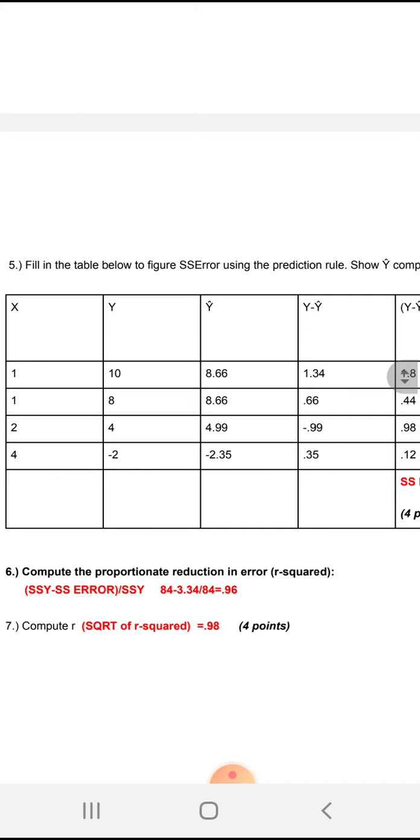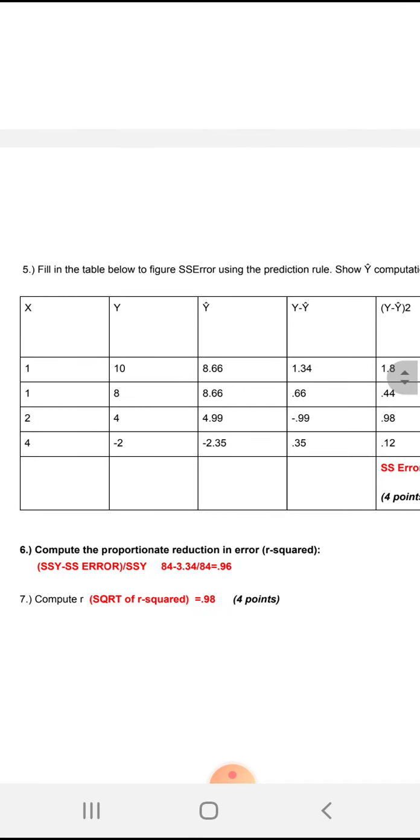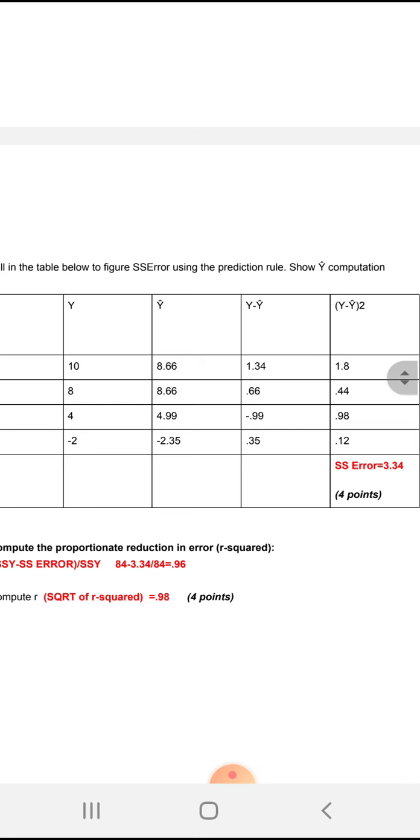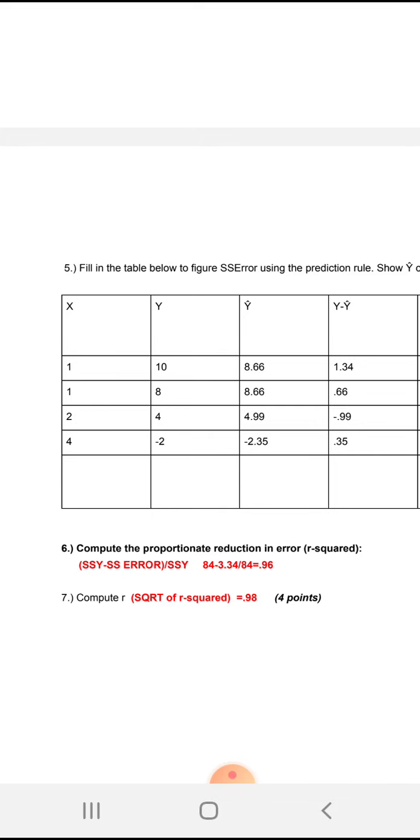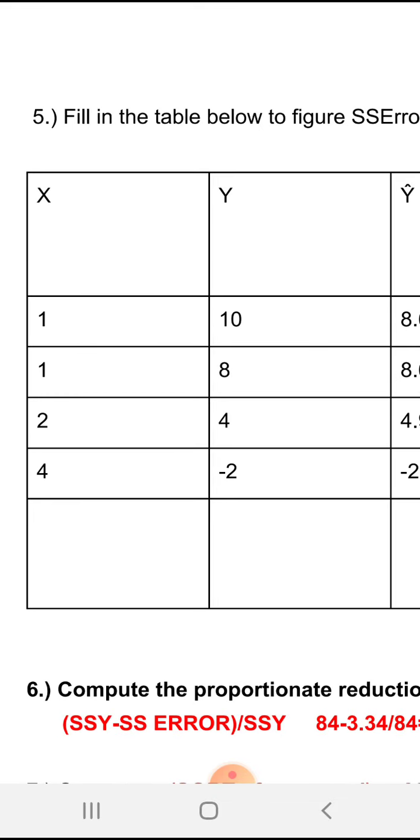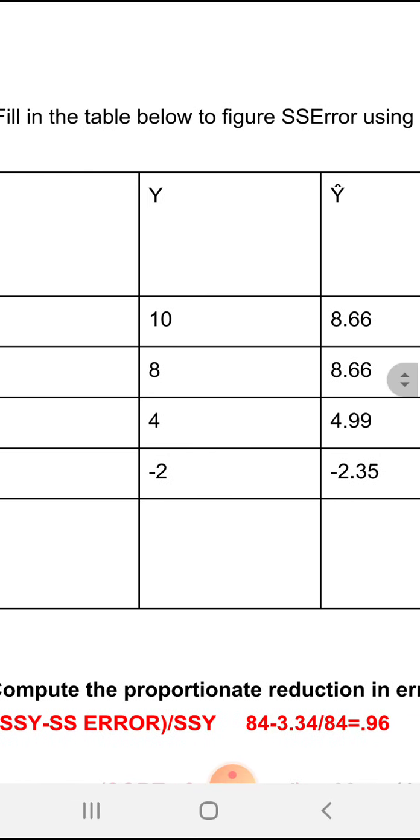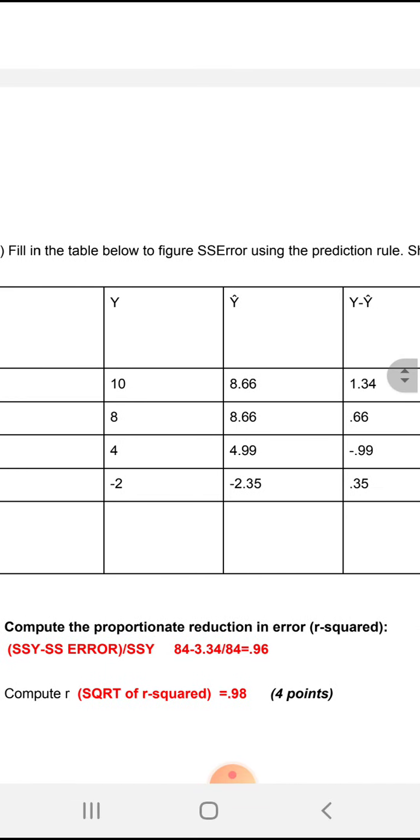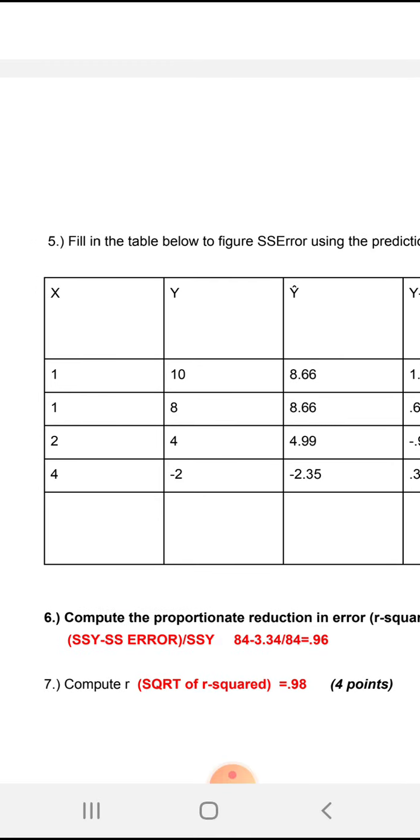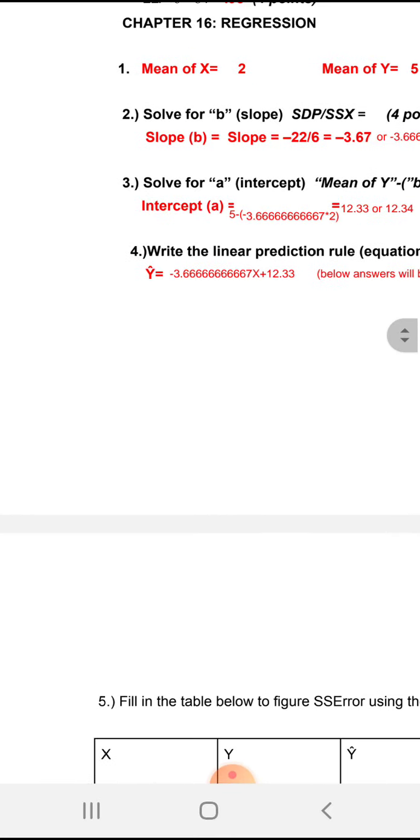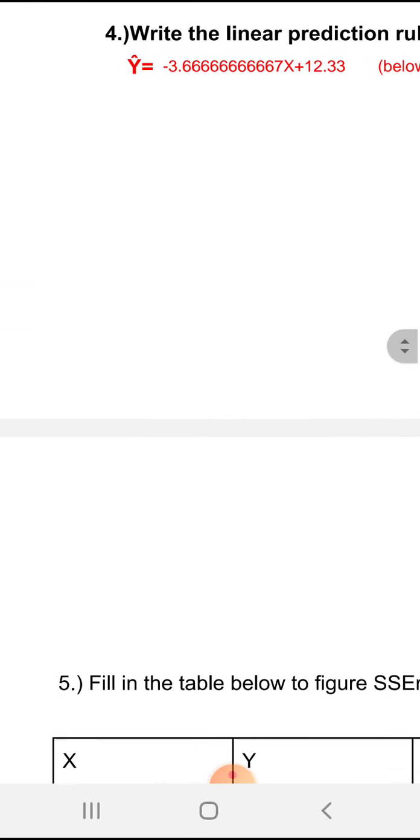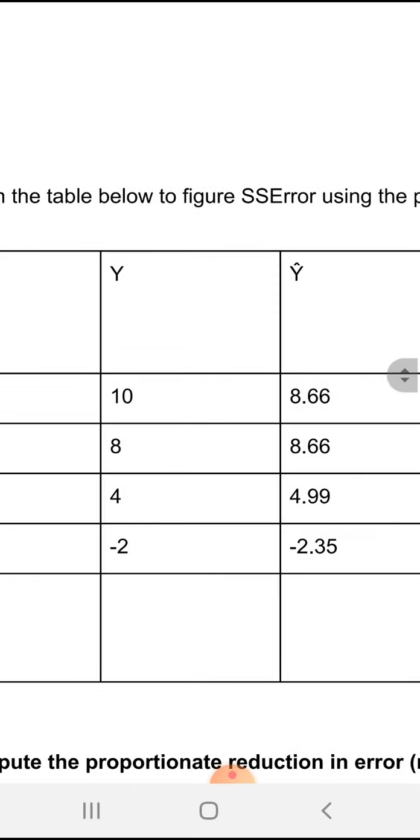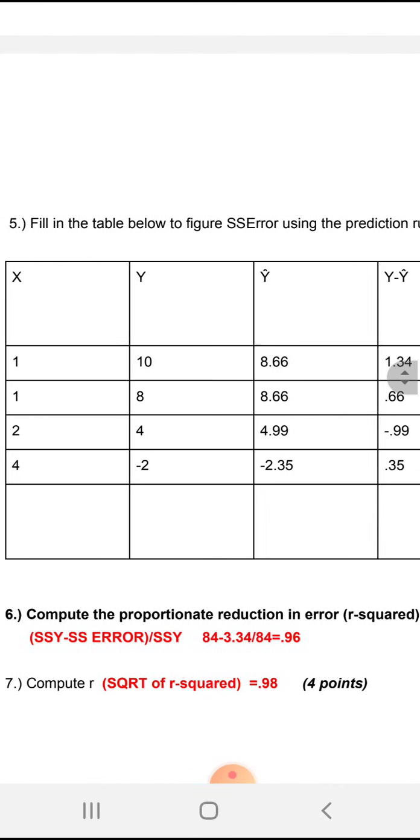Okay, so now the next step is you want to fill in the table below to figure SS error using the prediction rule. Show your y hat computations. All right, so all you're doing here is you're plotting the original x's that we plotted above that comes from the data and the original y's. Now, to get the y hats, we are going to plug in these x values into this equation right here. So minus 3.66667 times 1 plus 12.33 equals 8.66, and so on.